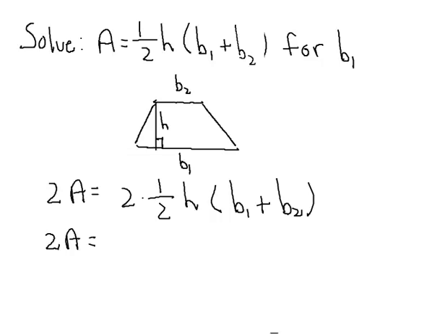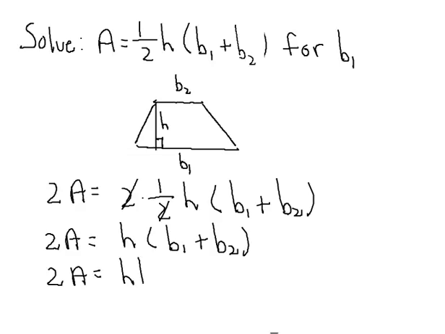Now you notice on the right-hand side that the 2 times 1/2 will cancel the 2's, and we're left with then 1 times h, or h times the quantity b sub 1 plus b sub 2. Now we'll distribute on the right hand side, so we have then 2 times a is equal to h times b sub 1 plus h times b sub 2.